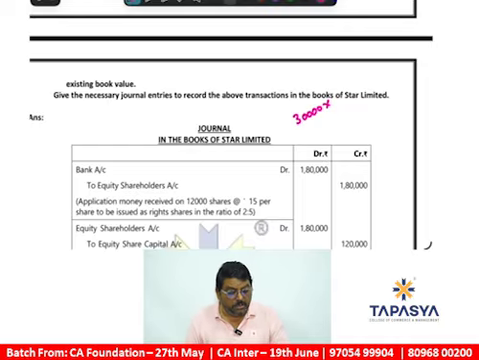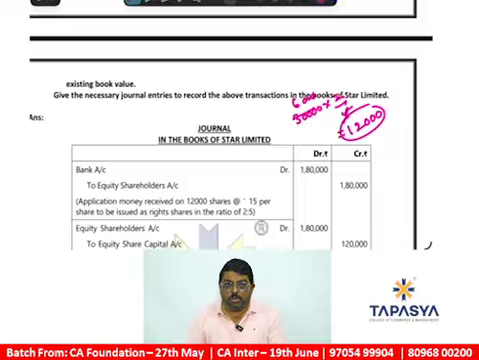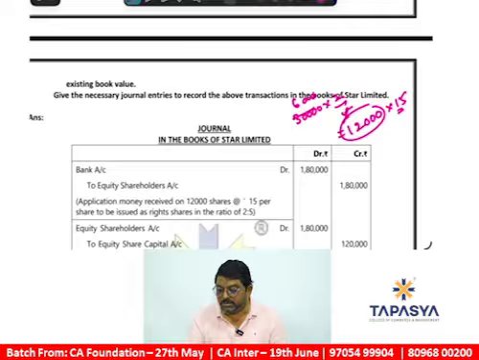How the company is offering these shares can be called right shares. Right shares. Company is offering how? 2 shares for every 5 shares, 2 by 5. 30,000 by 5 is 6,000. 6,000 into 2, 12,000 shares they are offering, each of 10 rupees but given at 15 rupees. Okay. So all these shares are exercised by them.